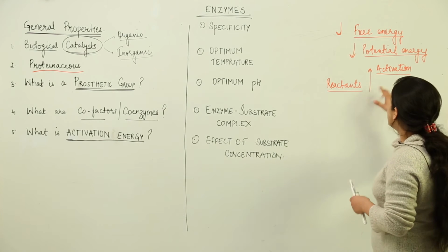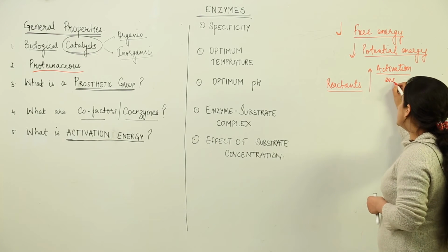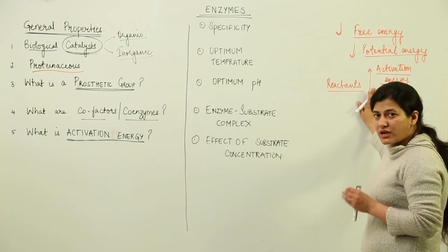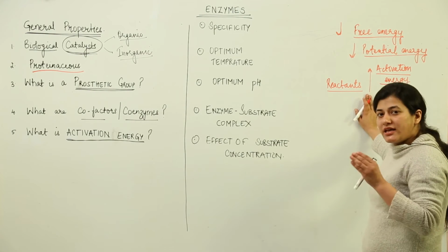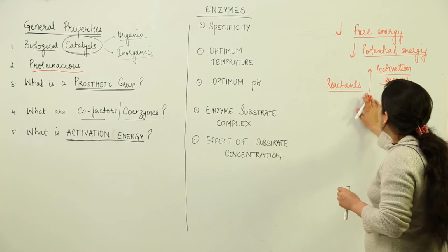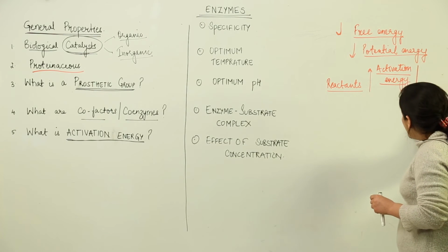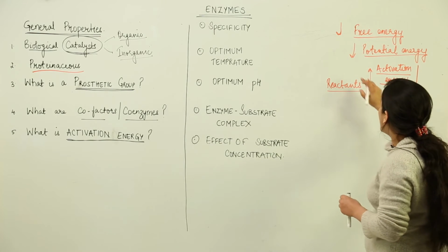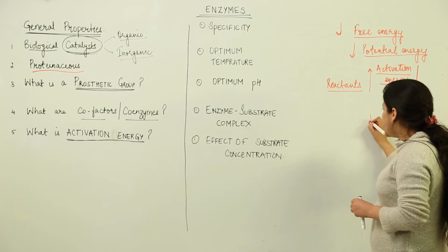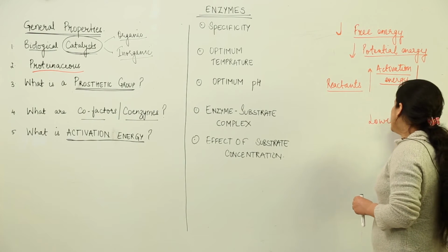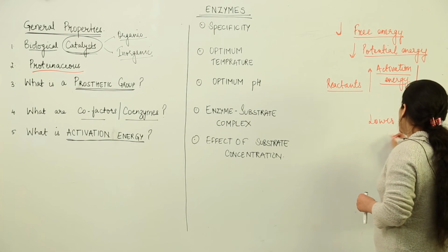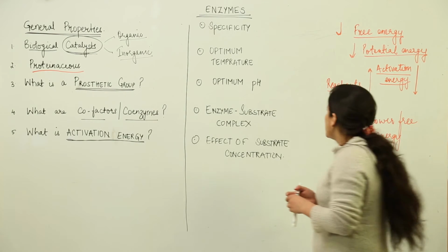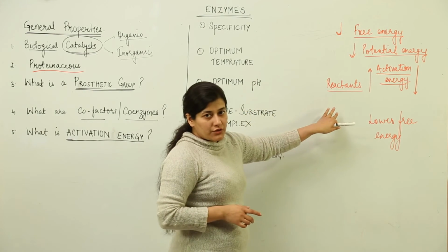So these reactants have to reach the activation energy, and here is where the enzymes are going to act. This is the place the enzymes would come into action. They are going to reduce this activation energy to a very low amount, so that reaching a lower potential energy or a lower free energy is easier for the compound. Okay. This is just an overview I'm trying to give you.